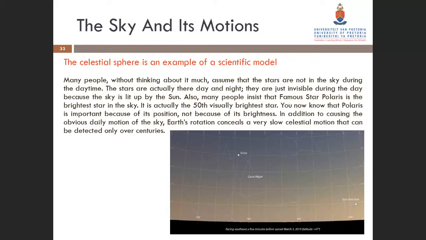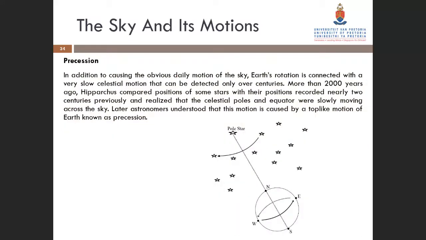In addition to causing the obvious daily motion of the sky, Earth's rotation conceals a very slow celestial motion that can be detected only over centuries. Someone asked in the beginning of this lecture whether constellations are changing, and that is what we are now touching on. This is an important aspect of astronomy, and a hint for your tests and exams: you should be able to describe what precession is in relation to astronomy.